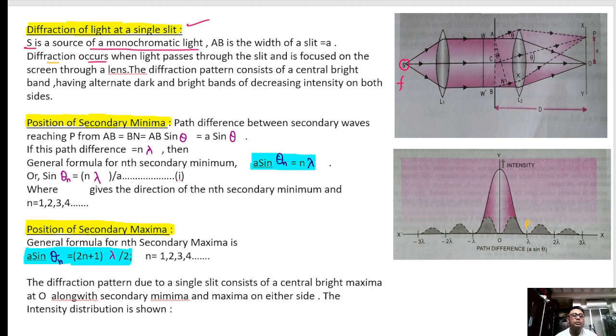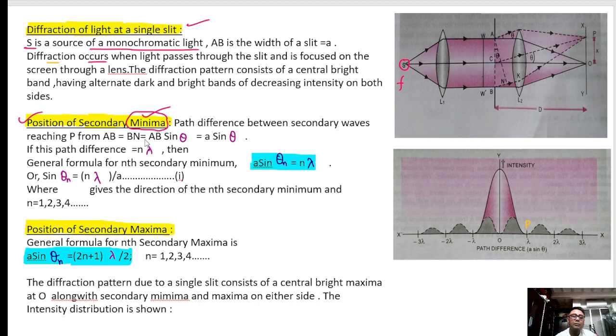Okay friends, so here now we are studying the position of secondary minima. I told you there will be alternate dark and bright bands. Somewhere it will be dark, somewhere it will be bright. So this will continue. We are now studying the positions of alternate dark and bright bands. First of all we are studying the minima.